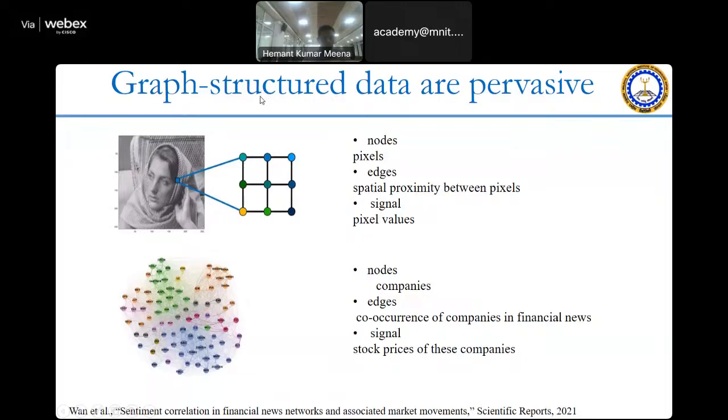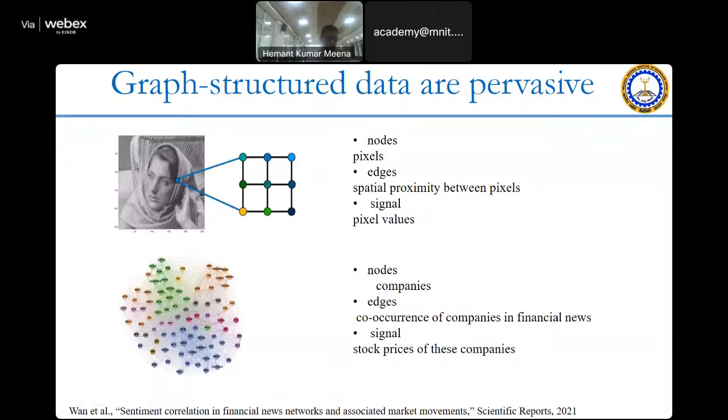So what we are telling is that graph structure data are very much available in the real world. So this network below has companies as nodes. What are the edges? Co-occurrences of companies in financial news. Remember, the best thing about the graph is that you are the one who defines the edges. Edges mean on what basis you want to correlate the two things, right?